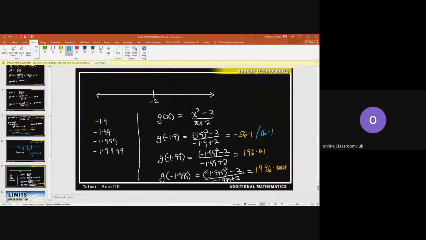So we are picking this. This is correct. This is also correct. Good. Now, we will not work on the negative 1.9999, but I want to ask you, if we should work, is the answer going to be lesser than these answers that we have, or is it going to be bigger?